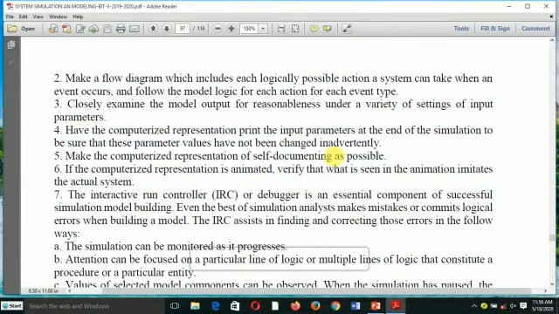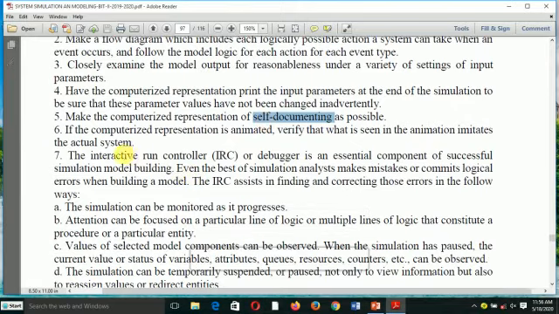Self-documenting means that it is documentation which is inside the computer, which will help users to know how they have to work with your system. If you have a computerized representation which is animation, you are going to check if the animation will imitate the actual system.